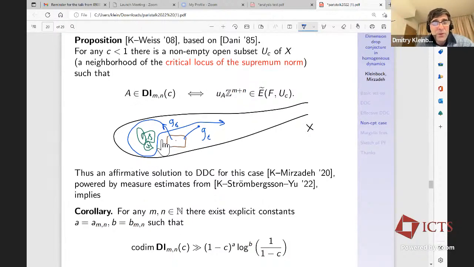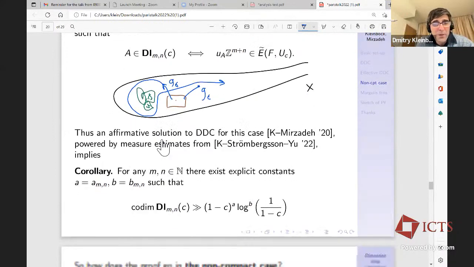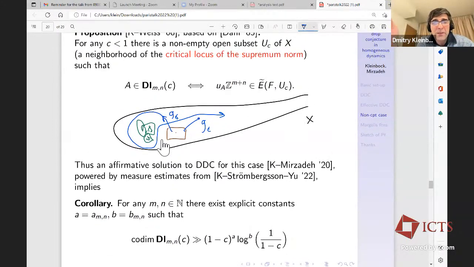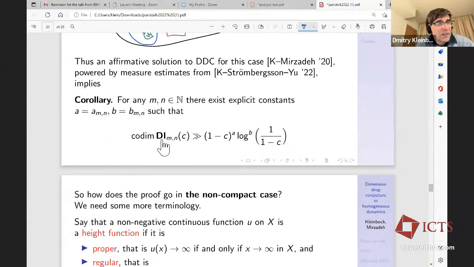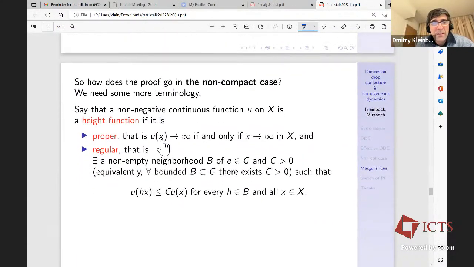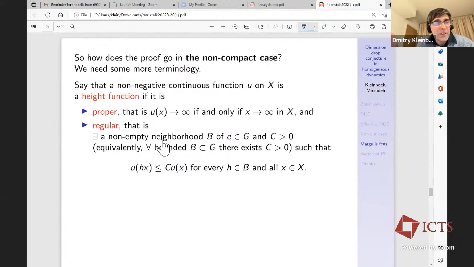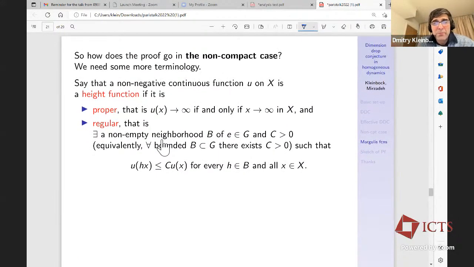And now, what can we do in this non-compact case? So I'm going to give you a general statement, which I'll need to prepare a little bit. So maybe it will take 5 minutes to get us to the point where I can state the main theorem. I need some more terminology, and this terminology goes by the name of height functions, which were already mentioned by Nimish and maybe by other people.